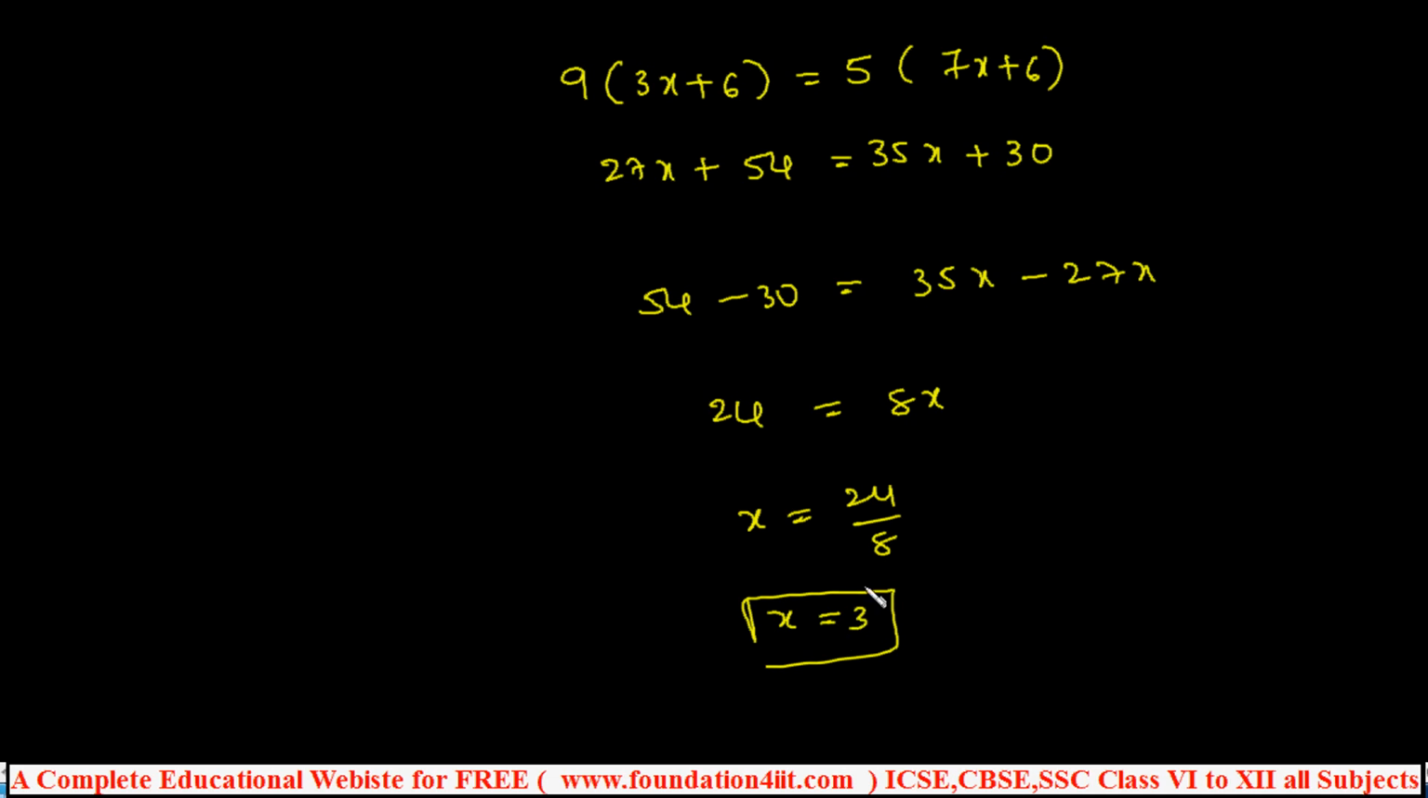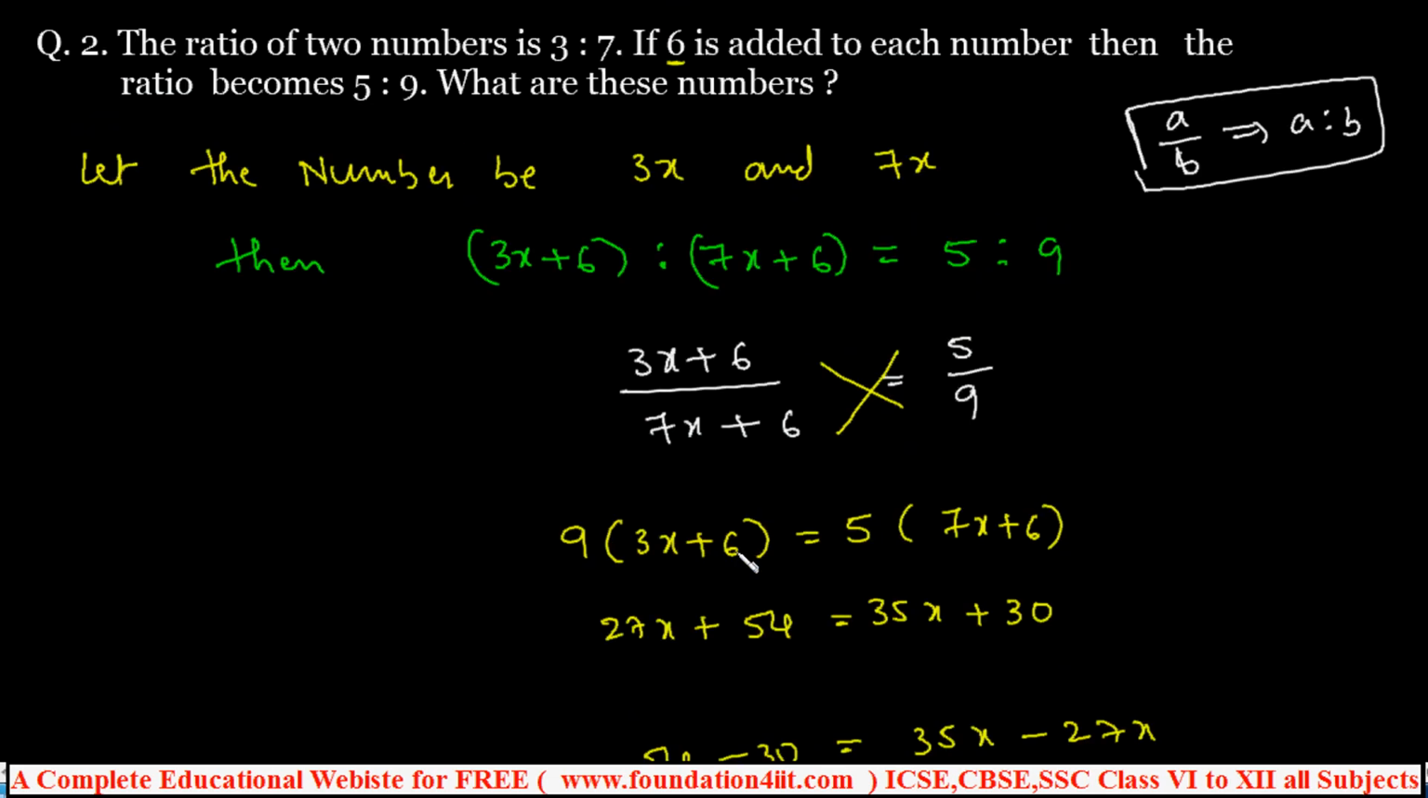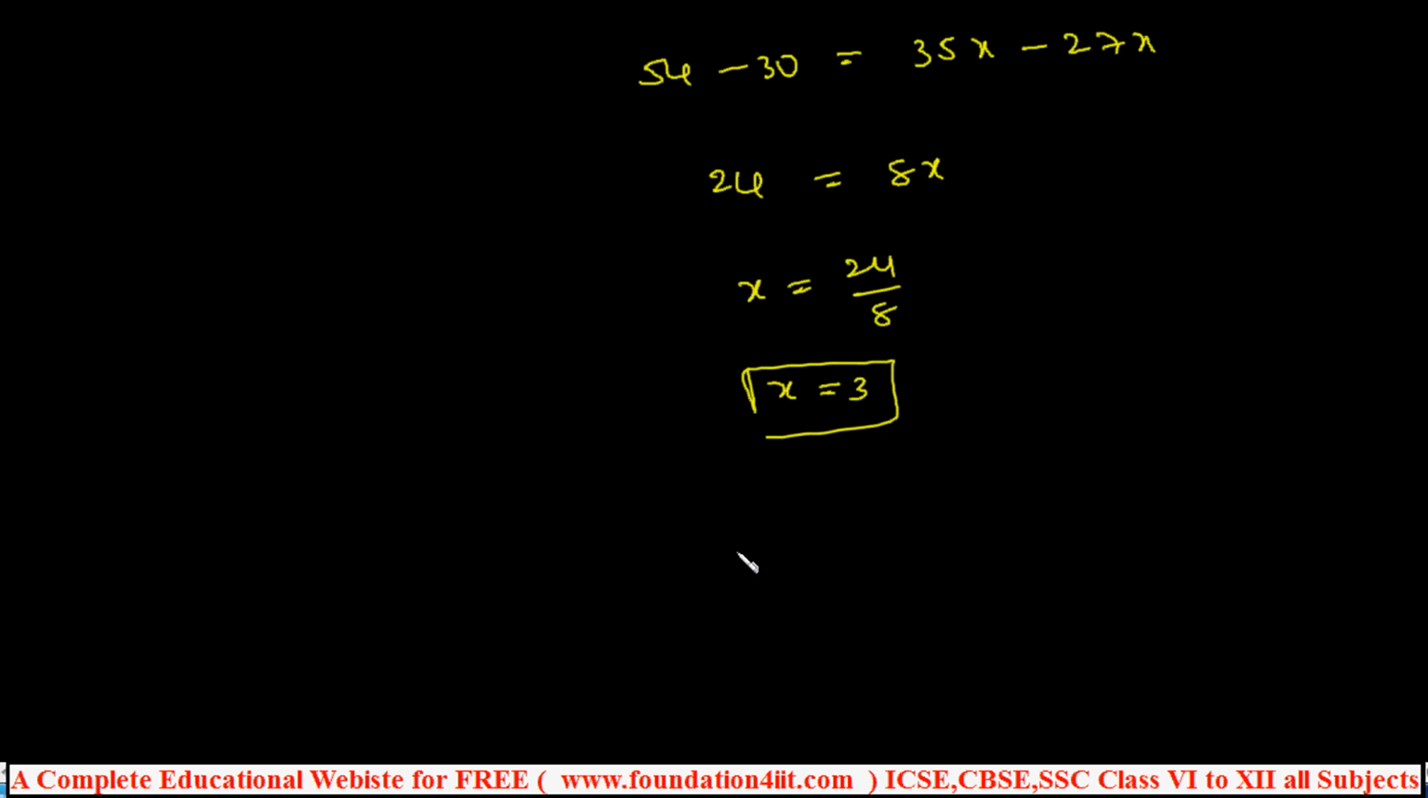Then the numbers according to the question are 3x and 7x. So the required numbers are 3x, which is 3 into 3, 9, and 7x, which is 7 into 3, 21. So 9 and 21 are the required numbers.